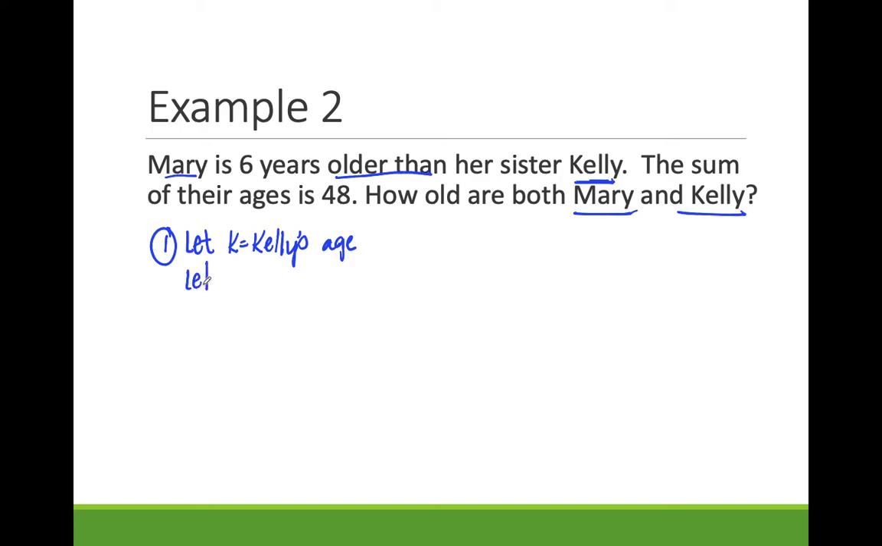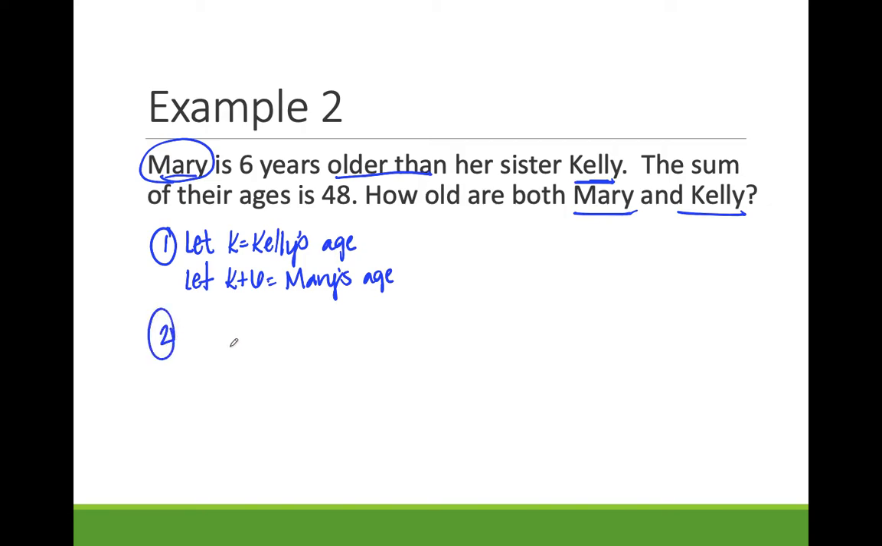So then we're going to write another let statement to represent Mary's age. We can't use a new variable, so we're going to write an expression based on what the problem says for Mary. Mary is 6 years older than Kelly, so K plus 6 is Mary's age. So we're using the same variable, K for Kelly, but we're taking Kelly's age and adding 6, and that represents Mary's age.